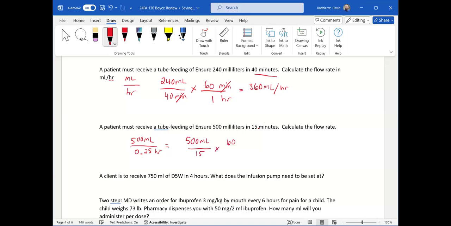But I'm telling you, if I'm doing it the dimensional analysis way, this is my preferred method, just because then you can see it. Then you can mark out what you're looking for. But either way, you're going to get the same answer when you do this. Okay, so I think it's 2000 milliliters. Yeah, 2000 milliliters per hour.